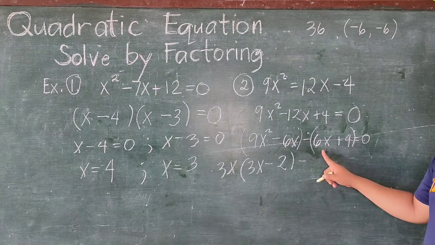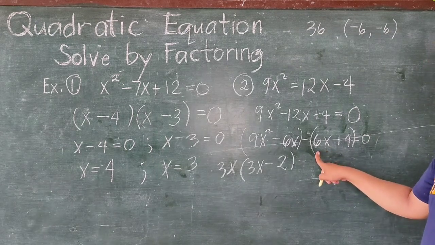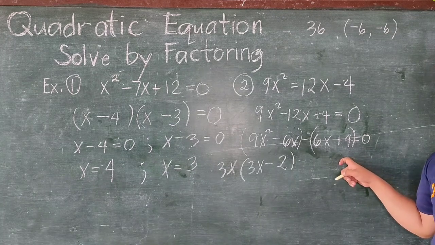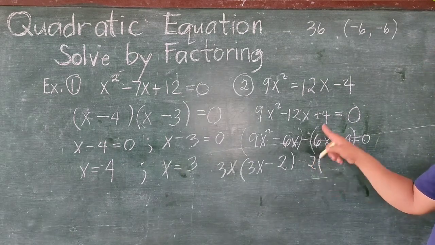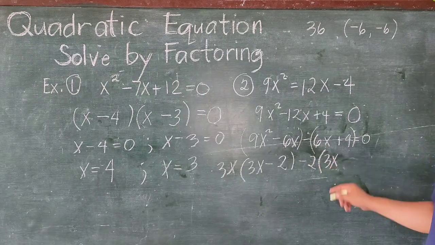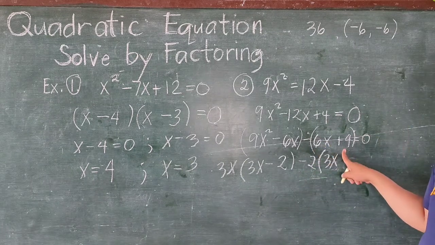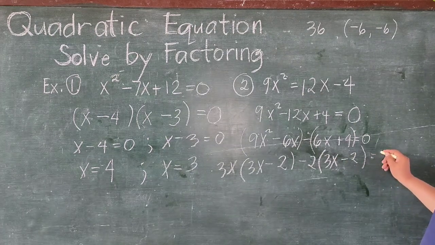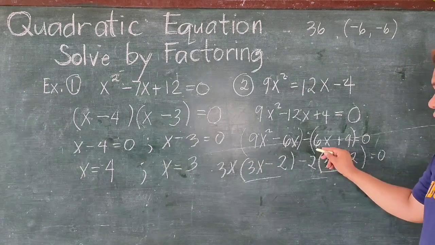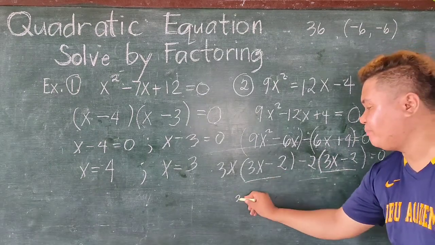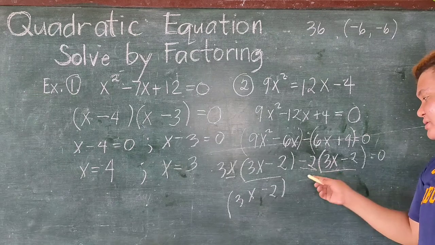Minus, we factor out, the common factor of 6 and 4 is 2. So, we factor out 2. So we have 6x divided by 2 is 3x. Negative 2 divided by positive 4, you get negative 2 equals 0. So you have now the common factor 3x minus 2. And when we group, let's copy first 3x minus 2, 3x minus 2, and the other one is 3x minus 2 equals 0.